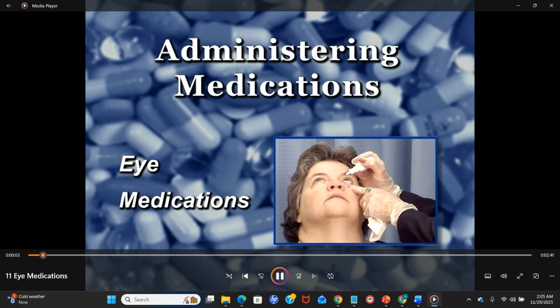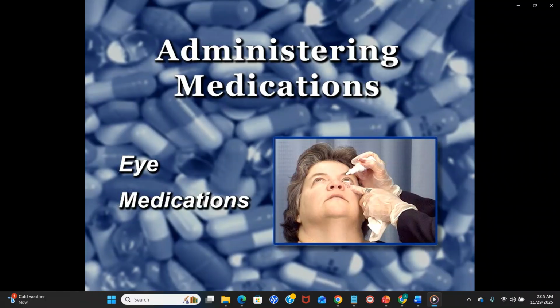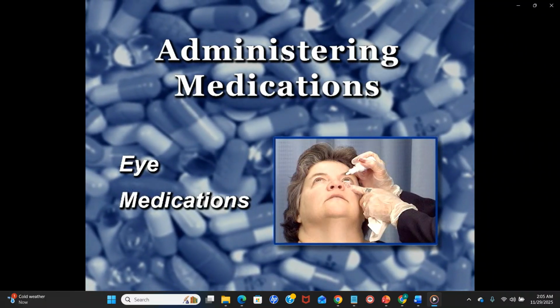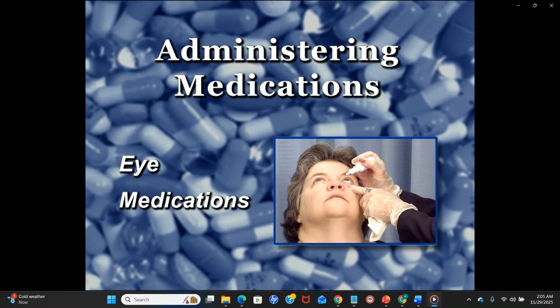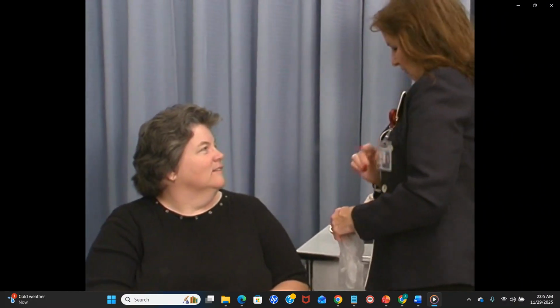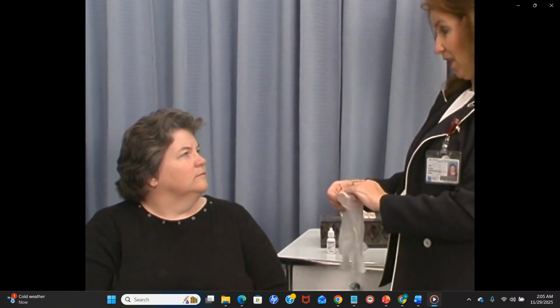Eye medications are used to treat inflammation and infection. Check the MAR to determine which medication is to be given and which eye, or if both eyes, are to be treated. Always introduce yourself when you enter the client's living space.